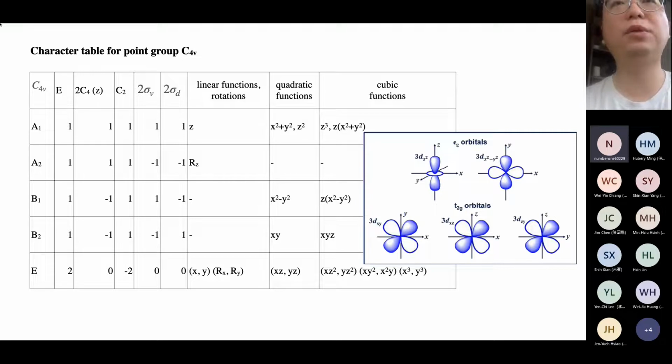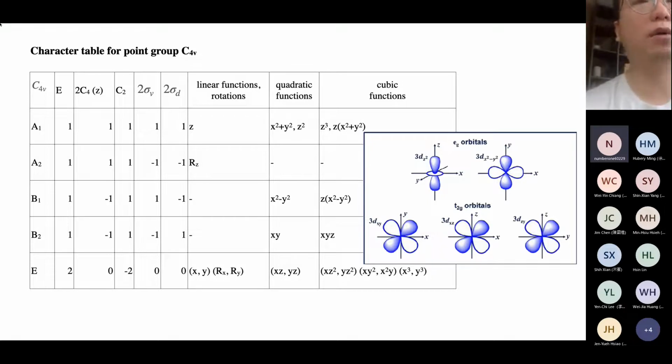And 2 sigma V. Sigma V is a reflection with the axis located on the x-axis or the y-axis, so it's a vertical reflection mirror. We have x and y, so we have two of them. And then also sigma D, which is a mirror along the diagonal, along x plus y and x minus y. So we have two of them. So each class contains the different transformations for a point group, or rather for a group, in this case the C4 group.